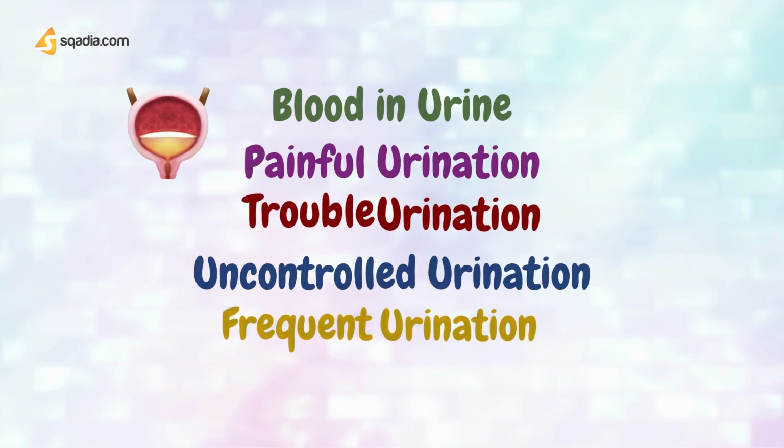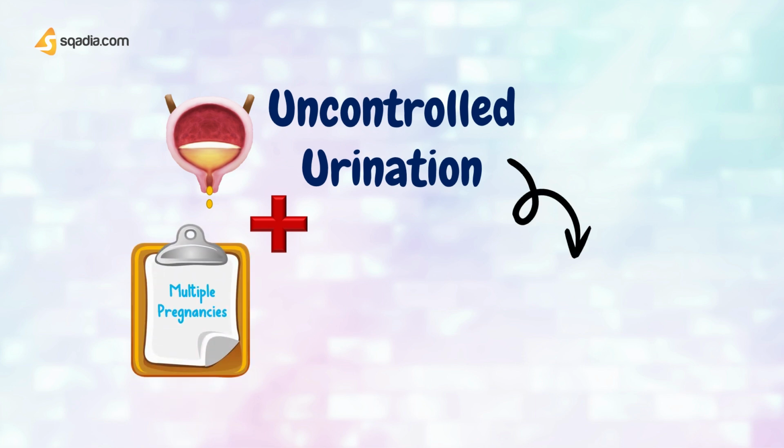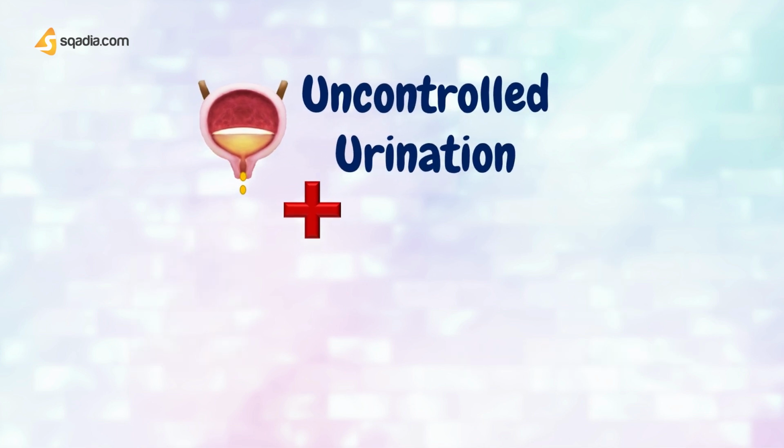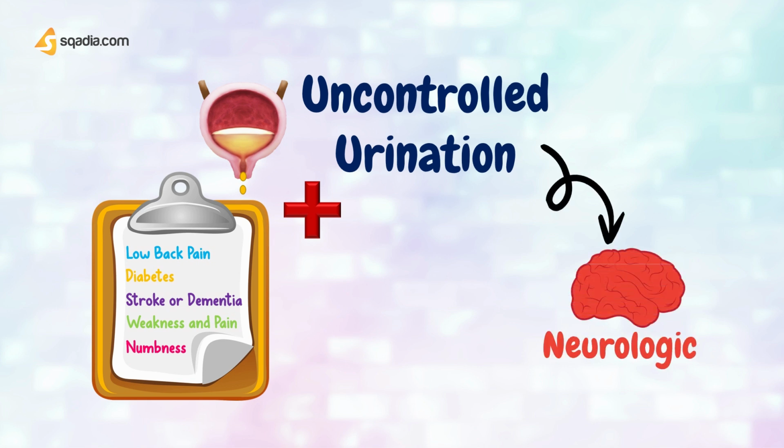Next up is uncontrolled urination. If the patient has had multiple pregnancies, then they are suspected to have stress incontinence, which occurs mostly in women. It is leaking of urine with laughing, coughing, or straining. And if the patient has low back pain, history of diabetes, stroke, or dementia, and lower extremities that may be weak, painful, or numb, then they are suspected to have incontinence due to neurological problems. This may occur due to involvement of the nervous system.